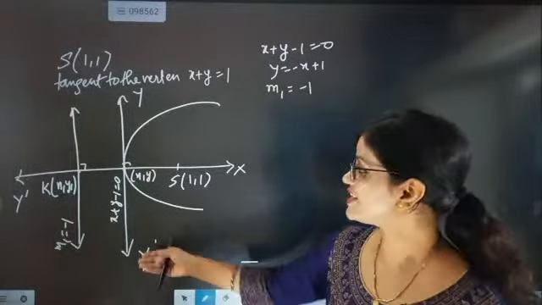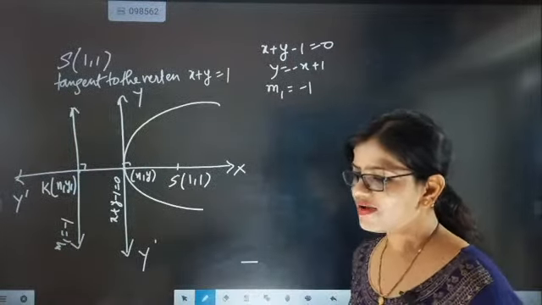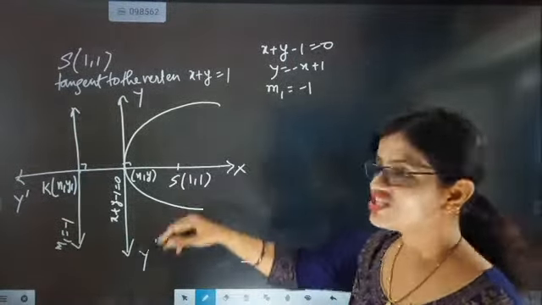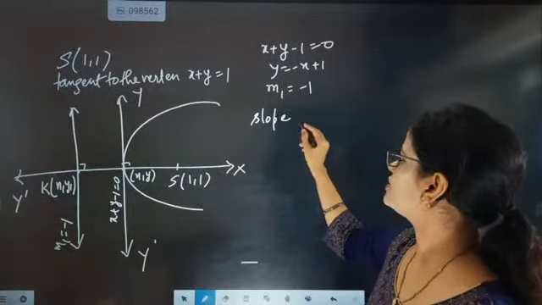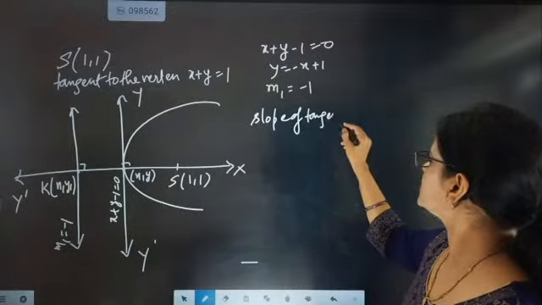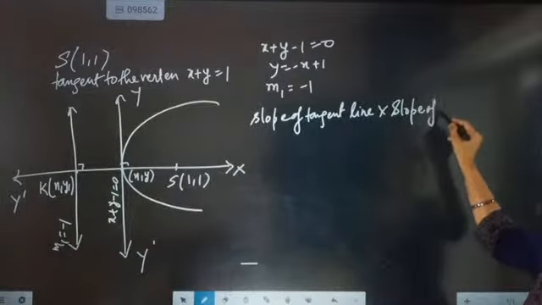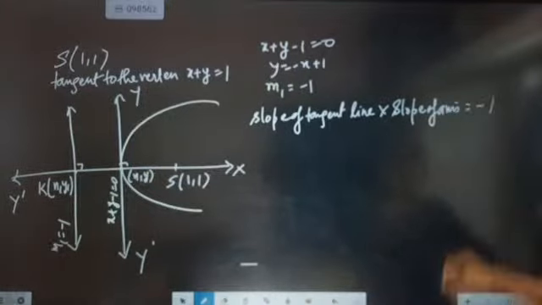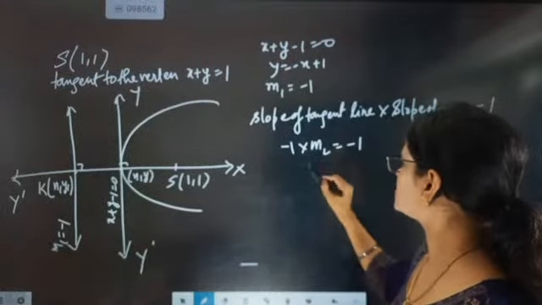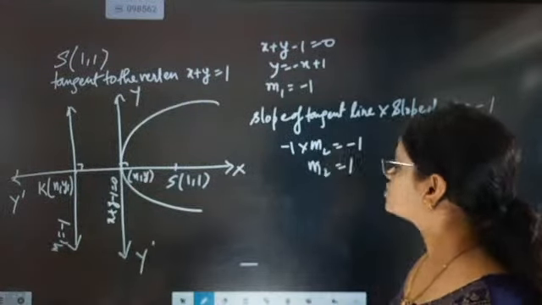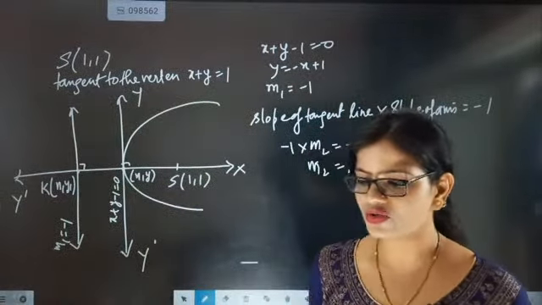So since this tangent line and the axis are perpendicular to each other, sorry, wow Prince, super, very good. So the tangent line and axis are perpendicular to each other. So the slope of the tangent line into the slope of the axis will be equal to minus 1. So m1 is minus 1, into m2 equal to minus 1. So m2 is coming as 1. So the slope of the axis is coming as 1. Story over, na. From here, what to think about?